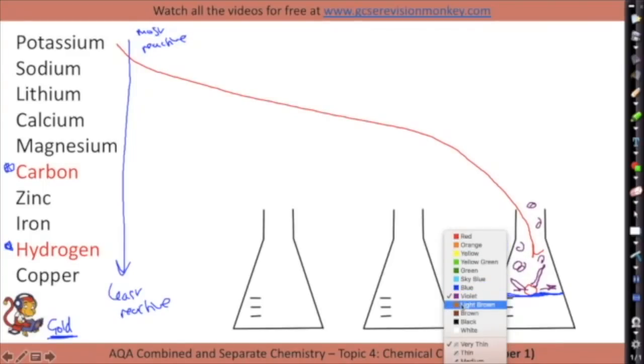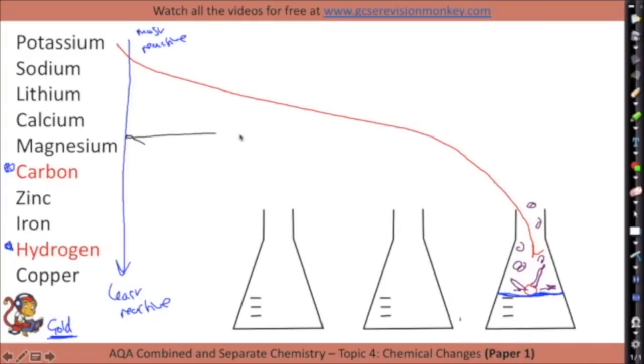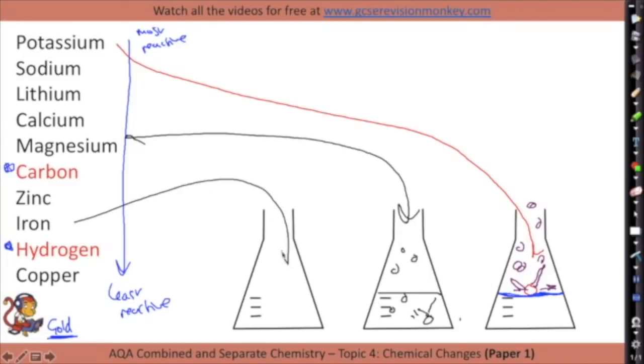You might then have something like magnesium, which you would put in another conical flask. Again, that would fizz quite a lot, producing a fair amount of gas, but not as much as the potassium. And then finally, you might have something like iron.